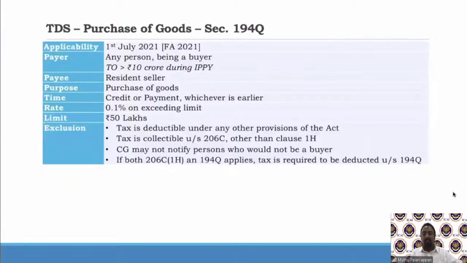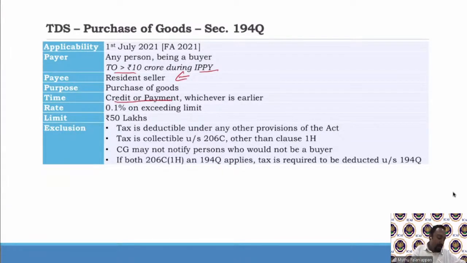So the last section of TDS is 194Q, which is applicable from 1st July 2021. It is basically applicable to any person who is buying goods. So the buyer must have turnover of more than 10 crore during the immediately preceding previous year. So for such person only this provision is applicable. So when they are paying to the seller, at the time of purchase of goods, credit or payment, whichever is earlier.